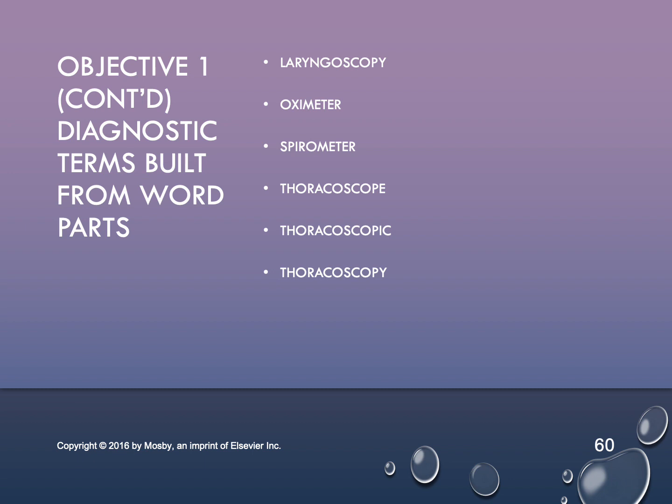Now, scopic creates adjectives, okay? Remember, an adjective is a descriptor word. So examples of those would be thoracoscopic or laryngoscopic or endoscopic.